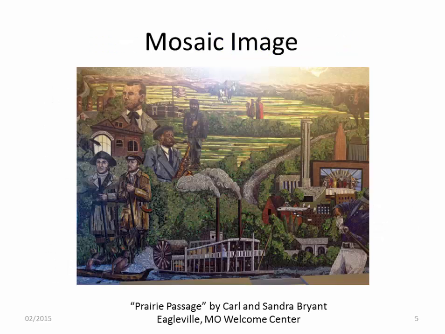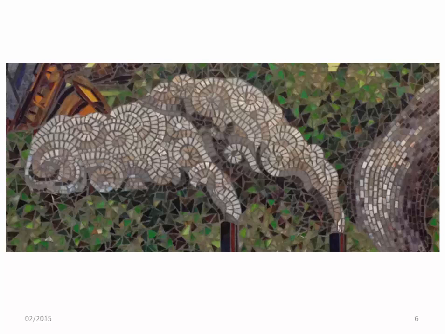Now this is actually a digital image, but it's also a mosaic. This is up in a rest area in the state of Missouri, the one that Kathleen's brother, Mike, was the manager of for a while. It's a large mosaic up on the wall by two artists, Carl and Sandra Bryant. It's called Prairie Passage. I chose this because it embodies what a digital image really is. A mosaic is just a bunch of little pieces put together to look like an image. If you zoom in on it a bit, you can see that it's a bunch of little pieces of tile, put together in such a pattern that from afar we go, oh, that's really pretty cool.